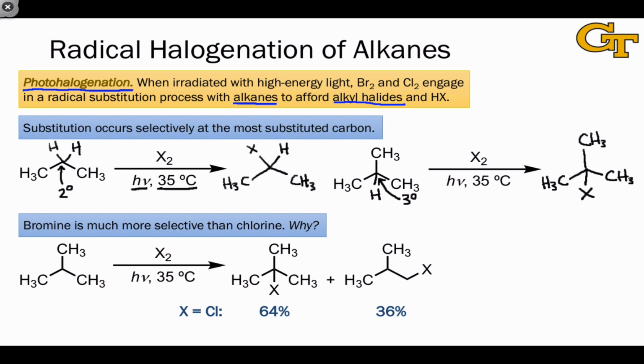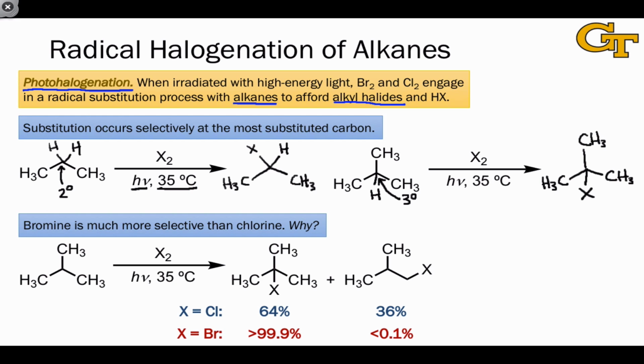When Cl2 is used as the reagent, we get about 64% tert-butyl chloride and about 36% isobutyl chloride, which is this substrate in which the halogen is substituted at one of the methyl positions. That's pretty good, considering pure statistics shows us that there are 9 methyl hydrogens to only 1 methine hydrogen. So there is a relatively high selectivity ratio, ignoring those statistics going on here. But when we use bromine instead, the observed selectivity is remarkable. We get over 99.9% of the product is tert-butyl bromide, and less than 0.1% is isobutyl bromide.